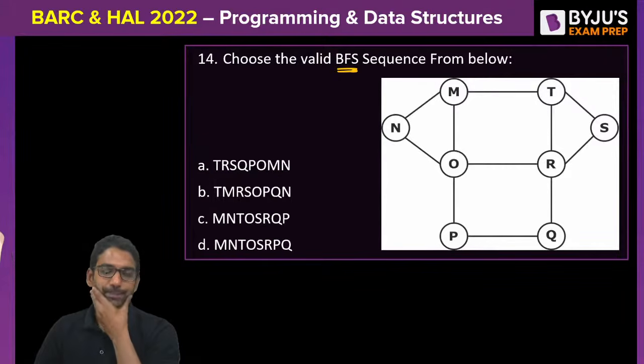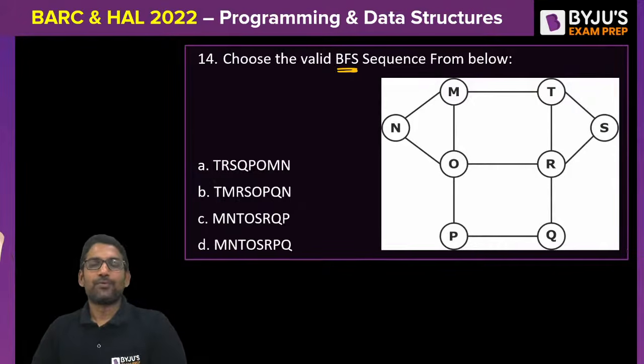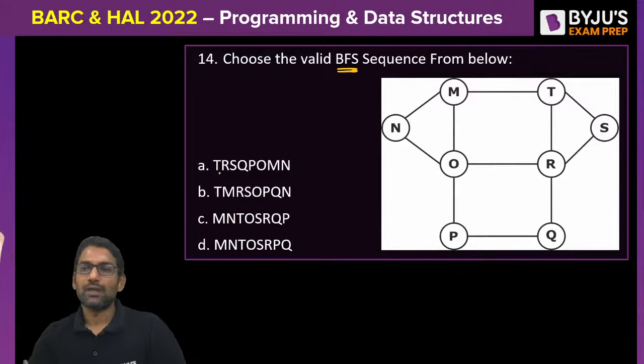Satyam says option D. Okay. So if you look at option A, breadth first. So first all neighbors have to be visited. If you start with T, neighbors M, R, S should be visited, but R is visited, but M is not. So option A is wrong. In option B, M, R, S is visited. Now M neighbors should be visited in some order: N, O. Here P is visited, but where is N? So it is wrong.